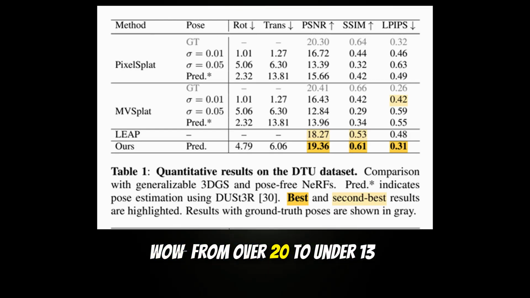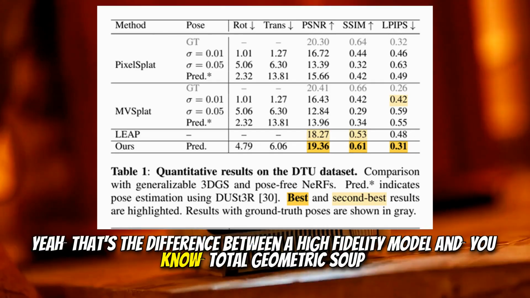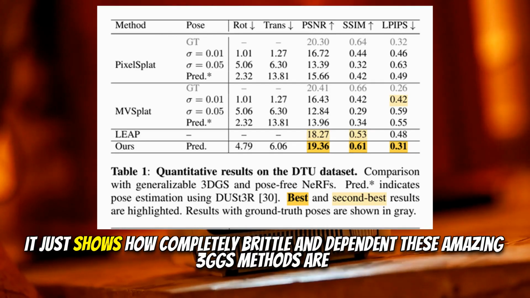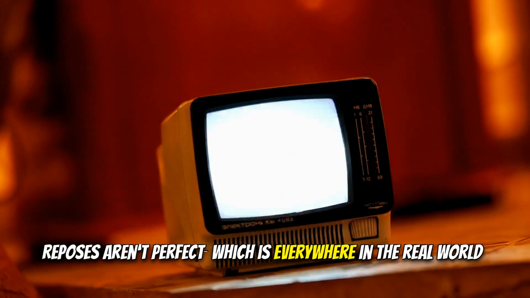Wow, from over 20 to under 13. Yeah, that's the difference between a high-fidelity model and total geometric soup. It just shows how completely brittle and dependent these amazing 3D GS methods are. They're basically unusable where poses aren't perfect, which is everywhere in the real world.